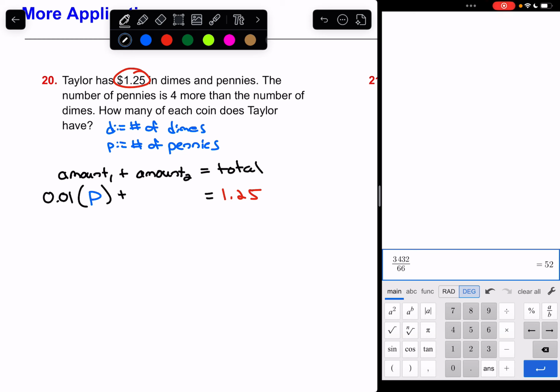And similarly, 0.1, which is 10 cents, multiplied by D, which is the number of dimes, is going to give you the total amount of money you have in dimes.